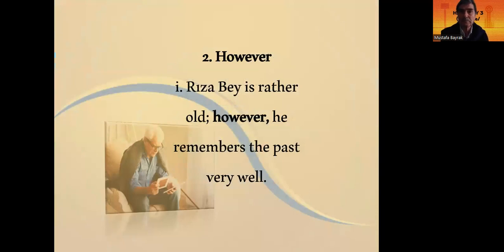Now, however, again, Zabe is rather old, okay? Being old is a situation. However, he remembers the past very well. Okay, this is another situation.